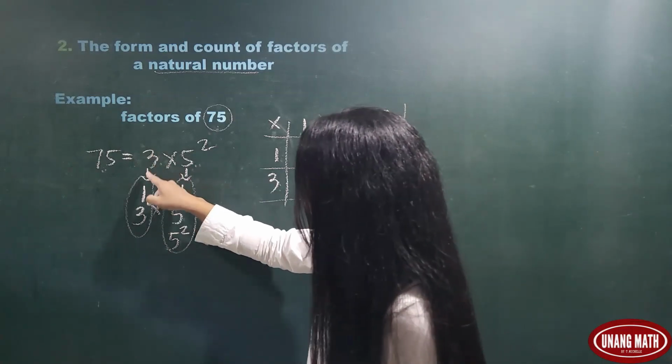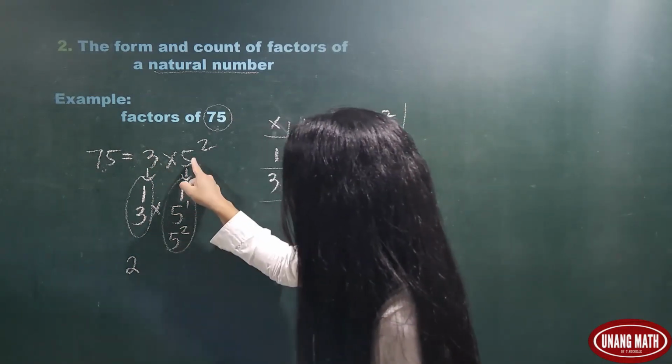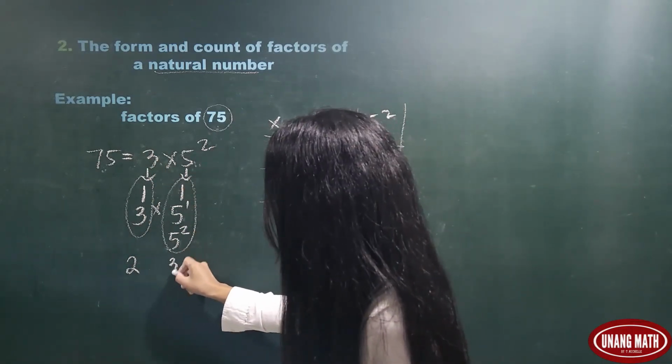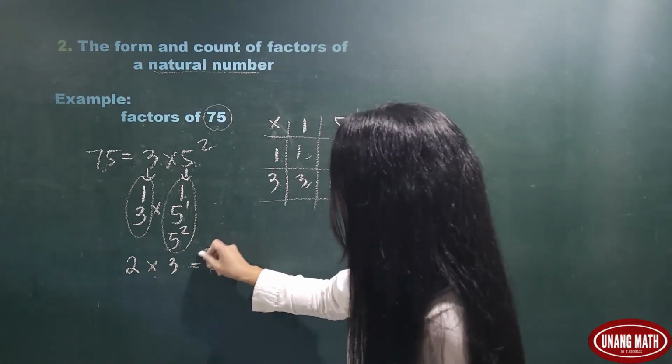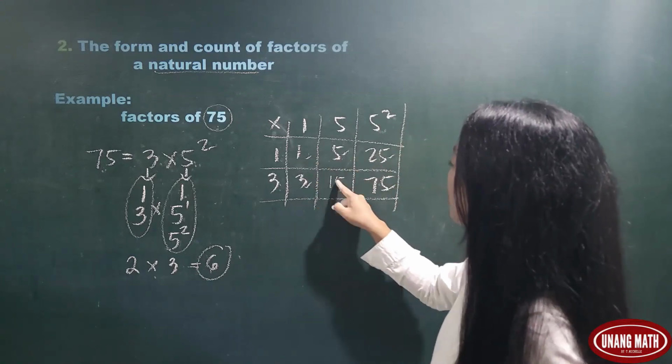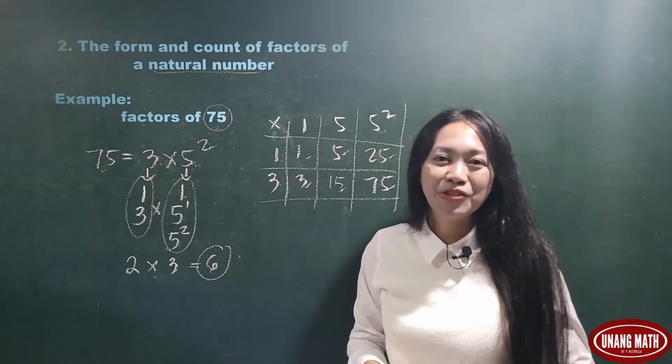Let us check. 3 has 2 factors. 5 squared has 3 factors. 2 times 3 is 6. So there are 6 factors. So we got all the factors correctly.